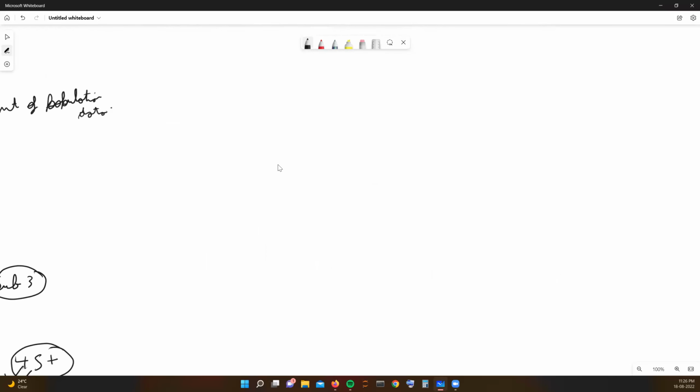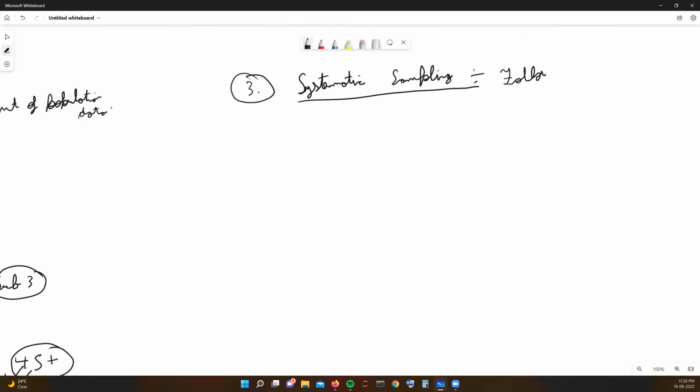Now coming to our third one. Third one is our systematic sampling. So as the name suggests, following a systematic approach, sampling the data from the population by following a systematic approach.